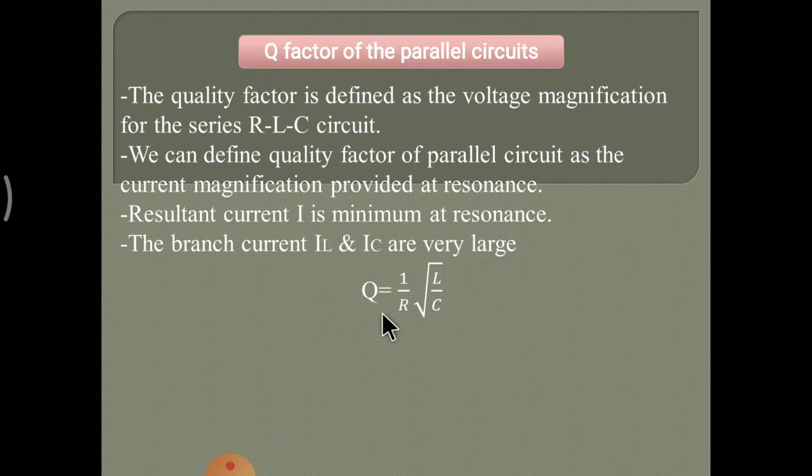So we get the formula for Q, or quality factor, equal to 1 upon R under root L upon C. Now in this expression we discuss how to get this formula, Q is equal to 1 upon R root L upon C, or how to calculate this formula.